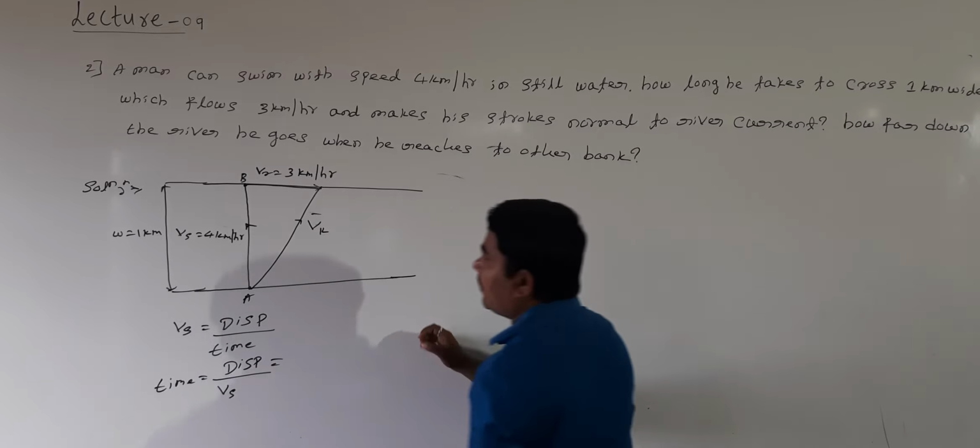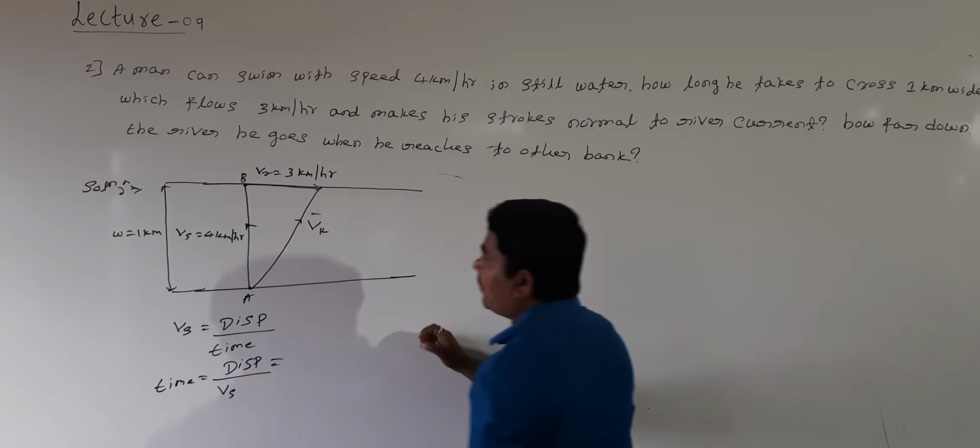What is the Vs speed? That is 4 km/h actually. Then what is the time? Time equal to 1/4 hour, right? Make it into minutes, multiplying by 60. How many minutes then? 15 minutes or 1/4 hour. To cross from A to B, how much time is taken? 15 minutes is taken, right?